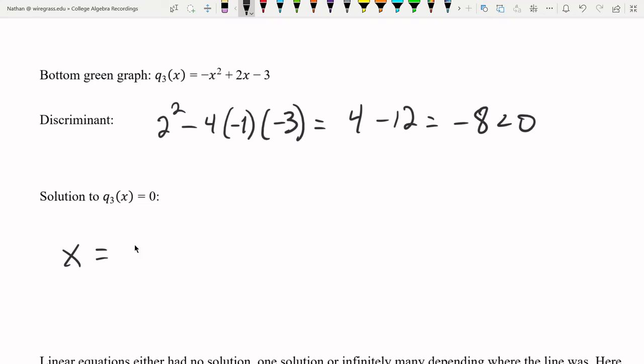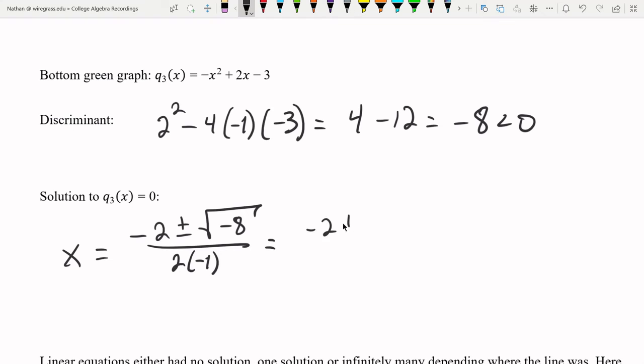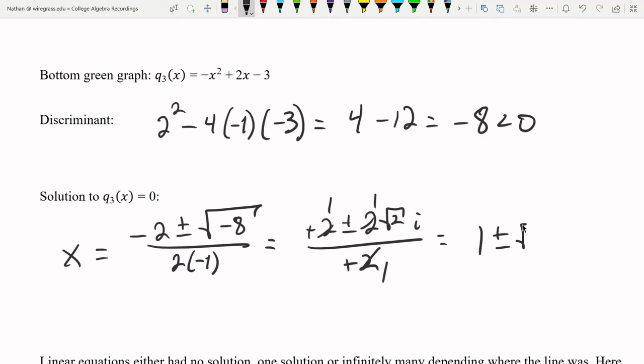The actual solution of this is going to be -b plus or minus the square root of the discriminant, all over 2 times A. -2 plus or minus. This is going to be 2 root 2 i over -2. And once again, I can simplify plus, these flip, but it's the same thing. Reduce everything by 2. 1 plus or minus root 2 i. 2 complex solutions from that one.